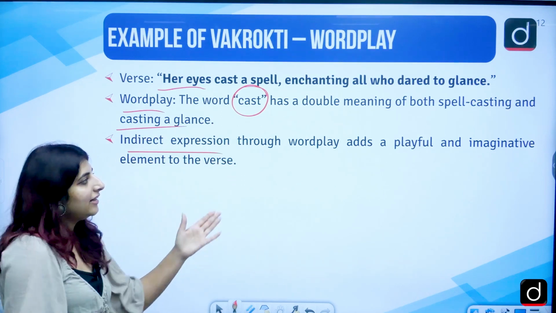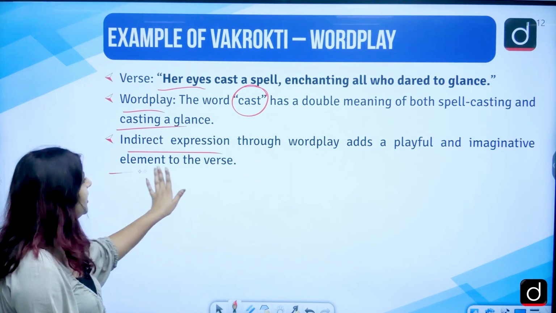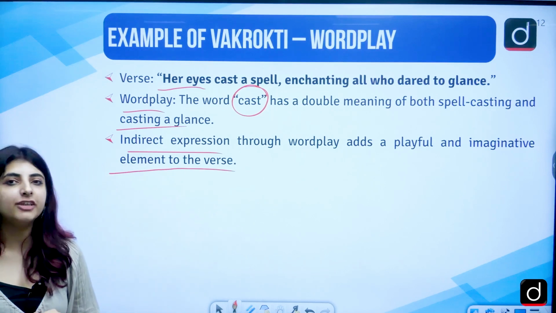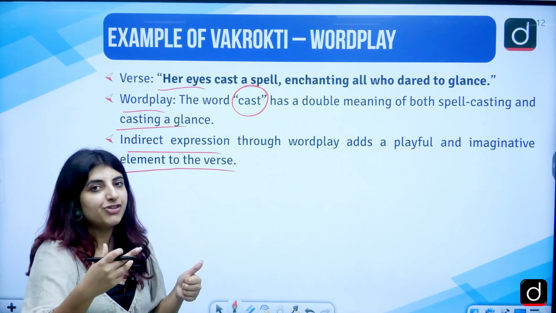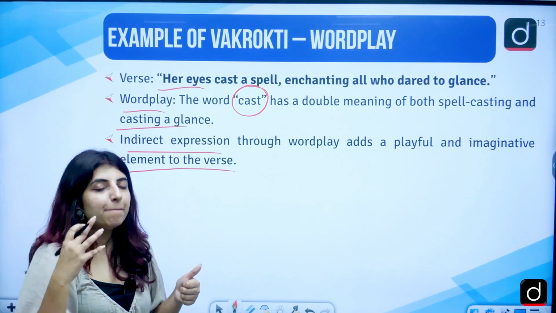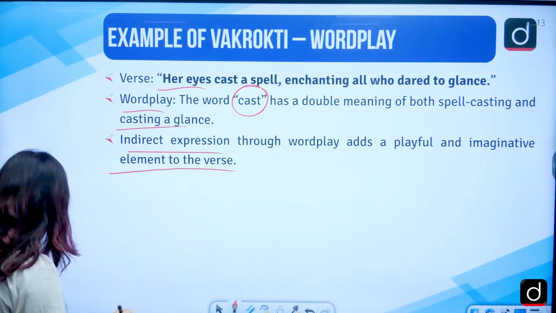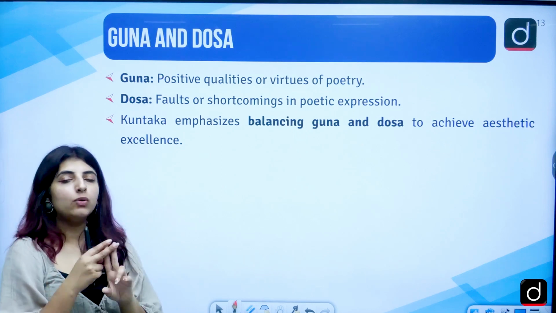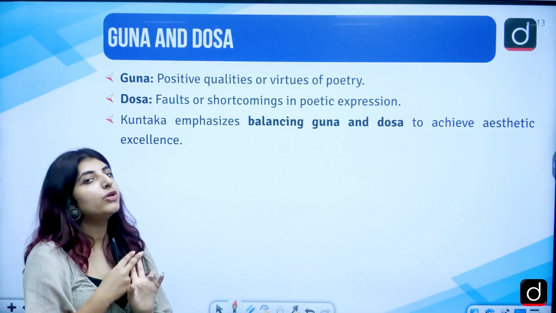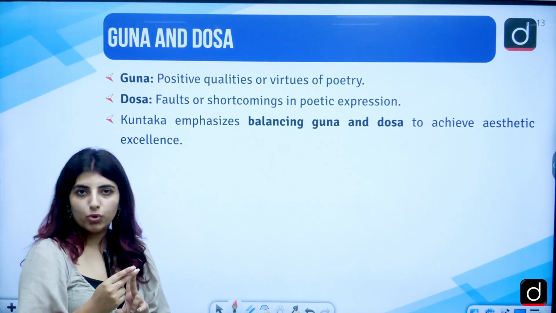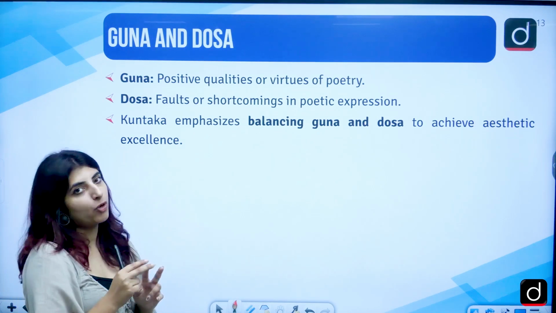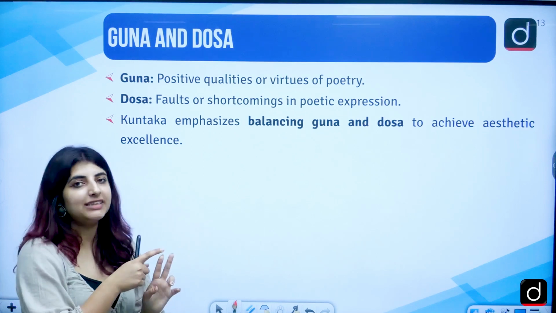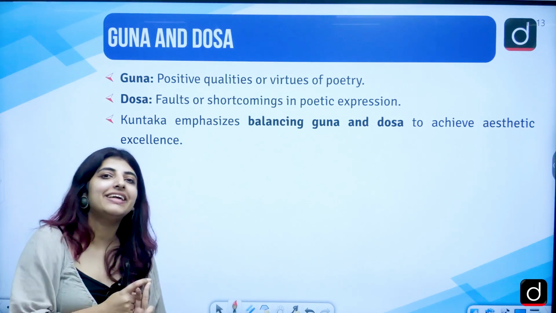Indirect expression, again, it adds a playful and imaginative element to the verse here. So, of course, there is a pun which is used in here. The words are playing in here. Then we have two other elements of Vakroti which should be there, gun or dosh. And if we translate them literally in Hindi language, gun means the positive qualities, dosh means these are the negative qualities.